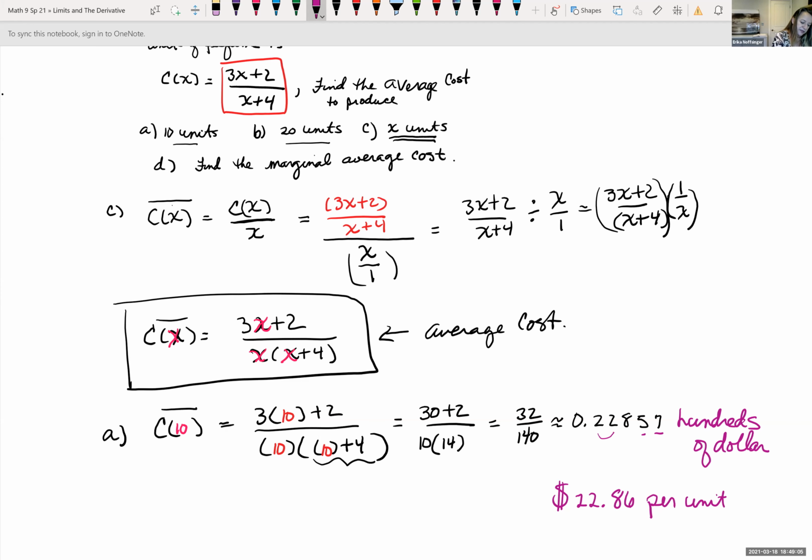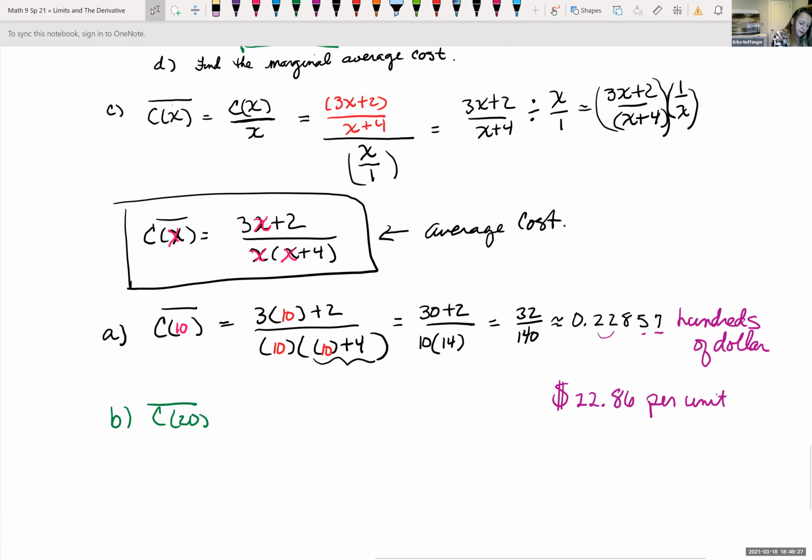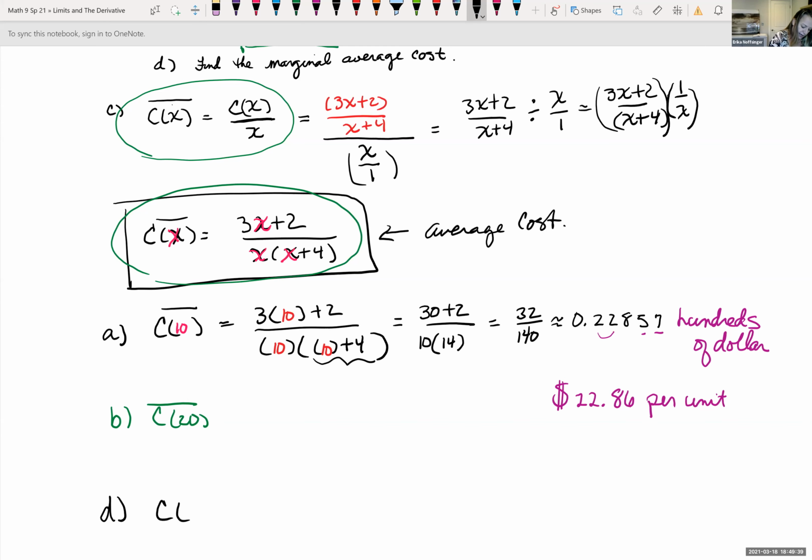So we could do the same thing with 20. All we would do is go in here instead. For part B, we would plug in 20. To save time, because we're almost out, let's just jump to finding the marginal average cost. And so the marginal average cost, that was the derivative of this, which we found. So for part D, let me just write it down here again.